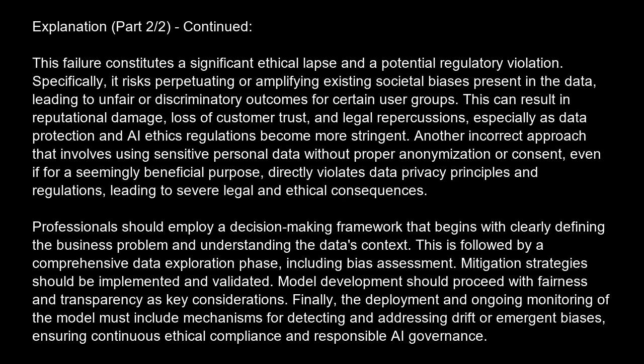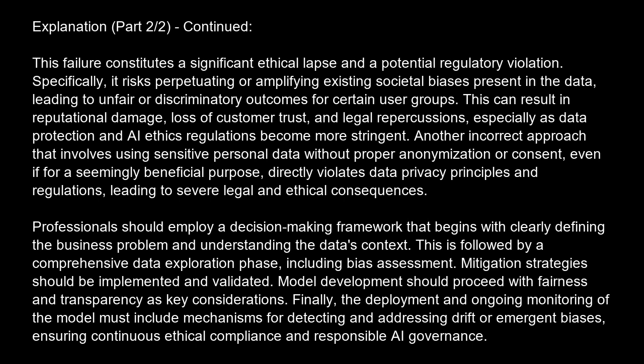This can result in reputational damage, loss of customer trust, and legal repercussions, especially as data protection and AI ethics regulations become more stringent. Another incorrect approach that involves using sensitive personal data without proper anonymization or consent, even for a seemingly beneficial purpose, directly violates data privacy principles and regulations, leading to severe legal and ethical consequences.